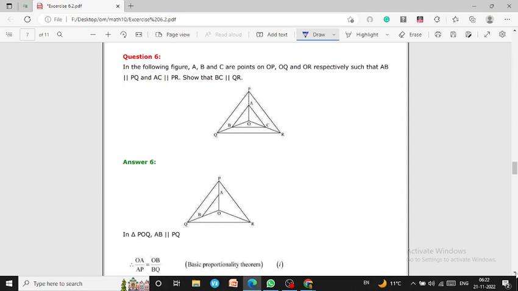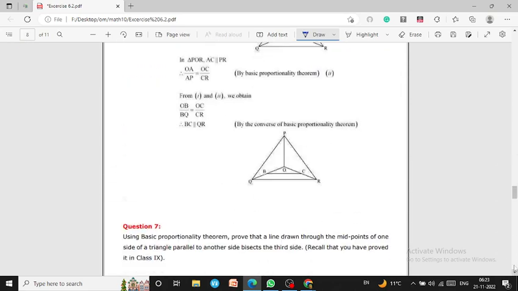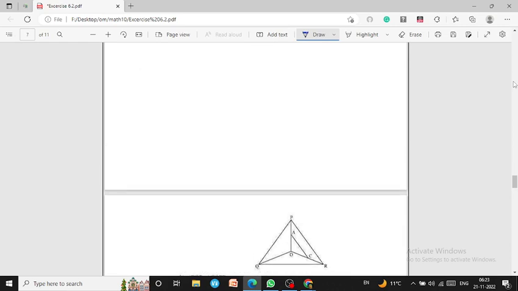In this question, we take the left side of the figure, triangle POQ. In this, AB is parallel to PQ. So we can say that OA over AP is equal to OB over BQ, according to the basic proportionality theorem. This is the first equation. And now the second side of the theorem.